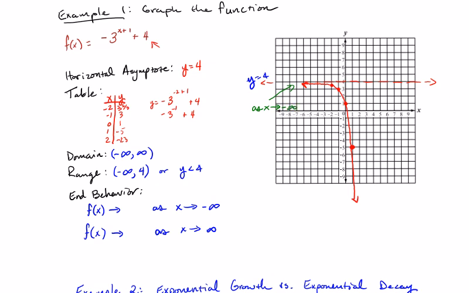This is what the graph is doing as x goes to negative infinity. It is getting closer and closer to 4 as it moves to the left. The y values are getting closer and closer to 4. And then as it goes to the right, this is what it's doing as x goes to infinity. The graph's going down, so the y values are just becoming more negative. And so that would be how we would describe the end behavior of this function. Okay?